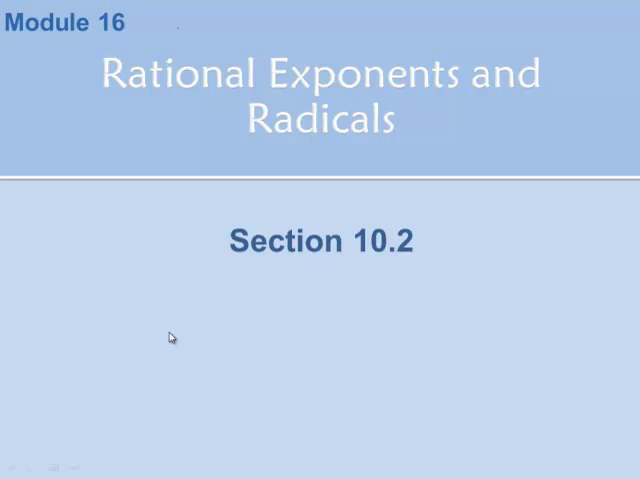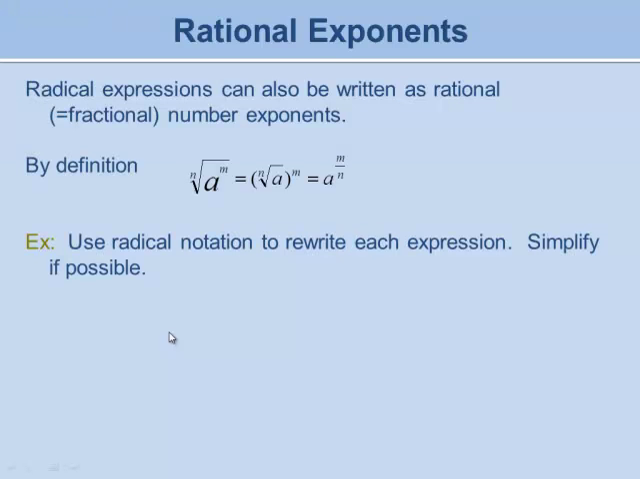This is Module 16, Section 10.2, where we're going to discuss rational exponents and radicals in more detail, starting with rational exponents. Radical expressions can also be written as rational or fractional number exponents. By definition, the nth root of a to the m is equal to the nth root of a raised to the m power, which is equivalent to a to the fractional exponent m divided by n.